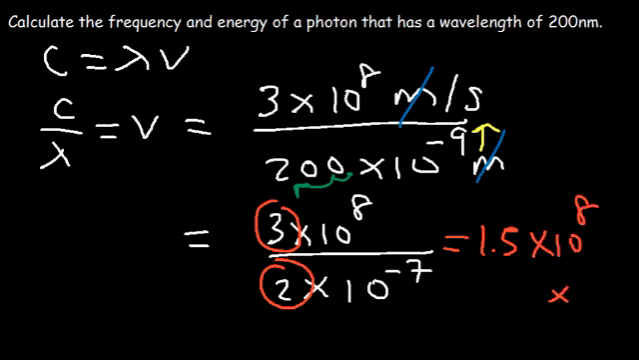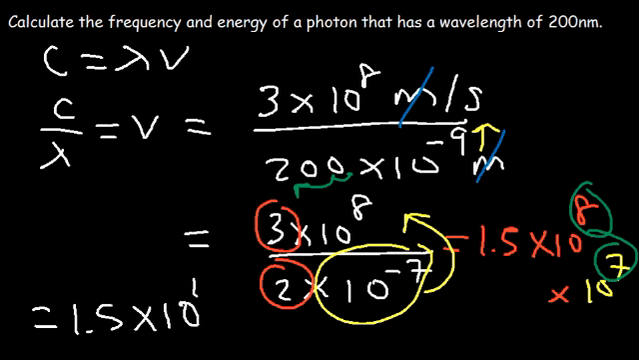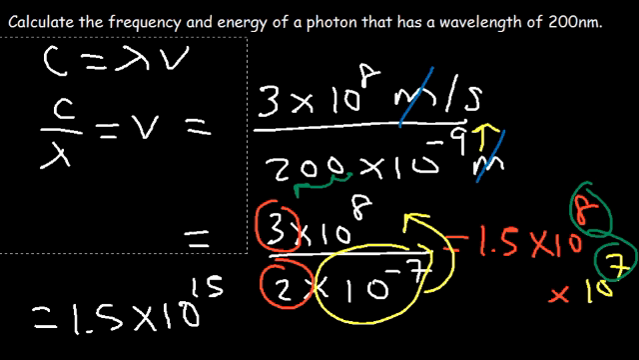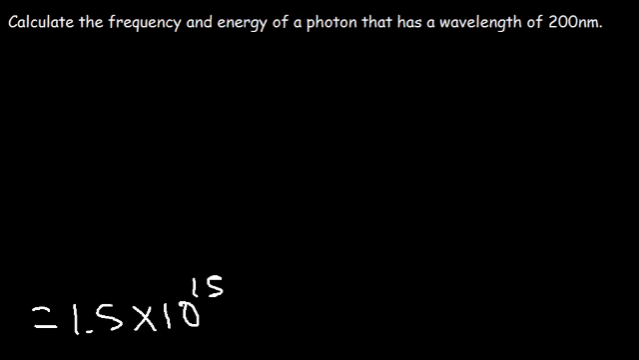And what I'm going to do now is take this number and move it to the top. So it's going to be 10 to the 7. So we can add the exponents. So the frequency is 1.5 times 10 to the 15. So the units for frequency is hertz.